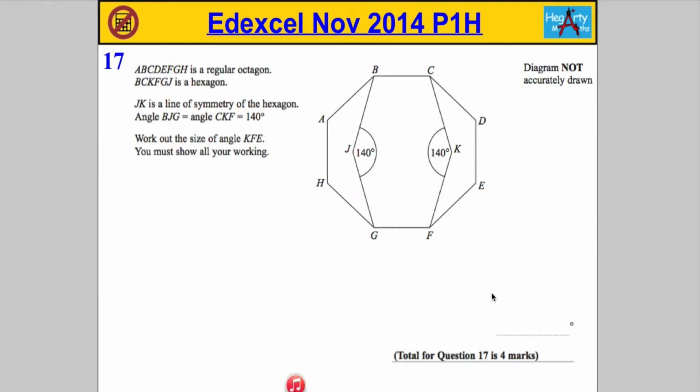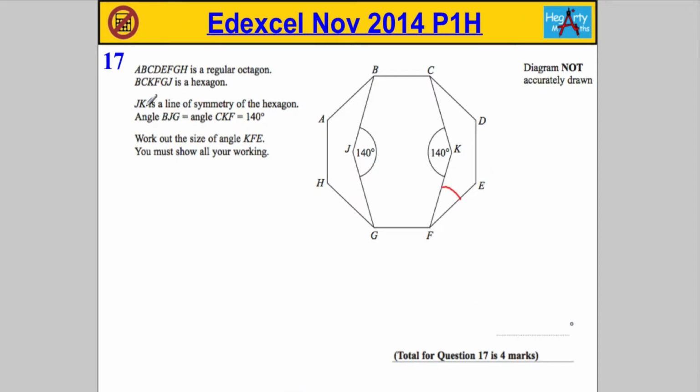Okay, so we have a diagram given where we have a regular octagon and we have a hexagon inside it. It says JK is a line of symmetry of the hexagon. Angle BJG equals angle CKF equals 140, and we're asked to work out the angle KFE. And we need to show all our working. So KFE is this angle here.